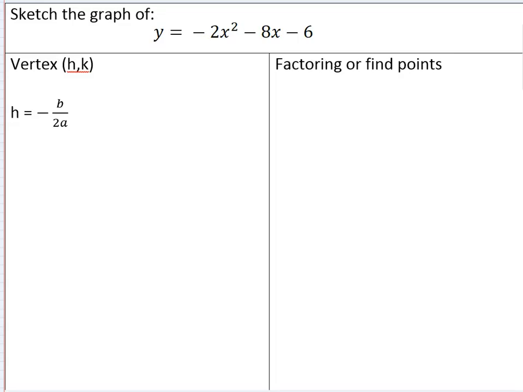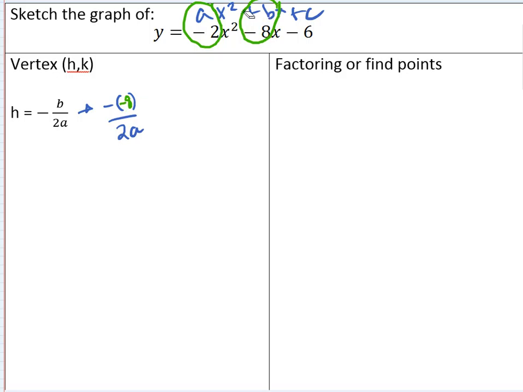All right, let's take a look at graphing negative 2x squared minus 8x minus 6. So again, just like before, we need to make sure that we have our negative b over 2a. So I need to plug in for b and for a. So let's label our original equation, ax squared plus bx plus c. Okay, a is negative 2, b is negative 8. So let's plug in negative 8 here.